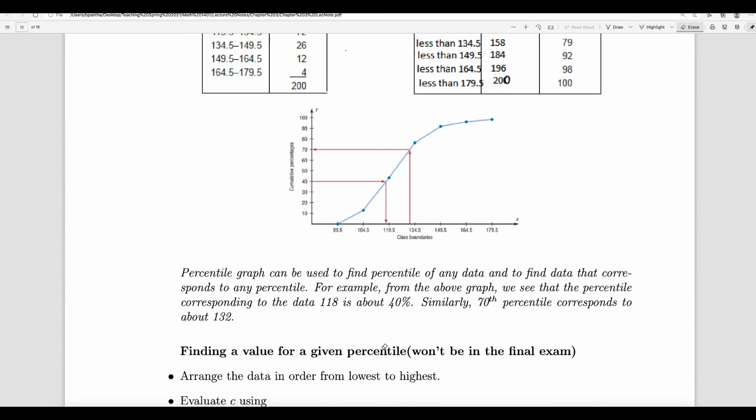For example, from the above graph, you see that the percentile corresponding to 118 is somewhere here, right? How do I find out what percentile is 118? You go up to the line where it crosses and then go horizontally left. Okay, that is the 40th percentile.